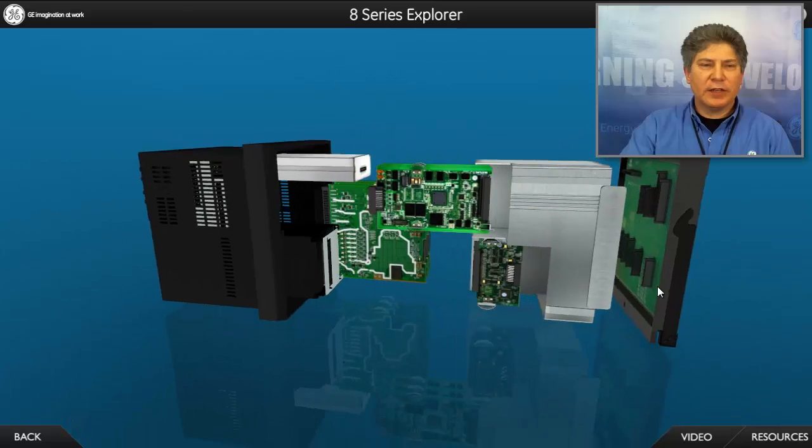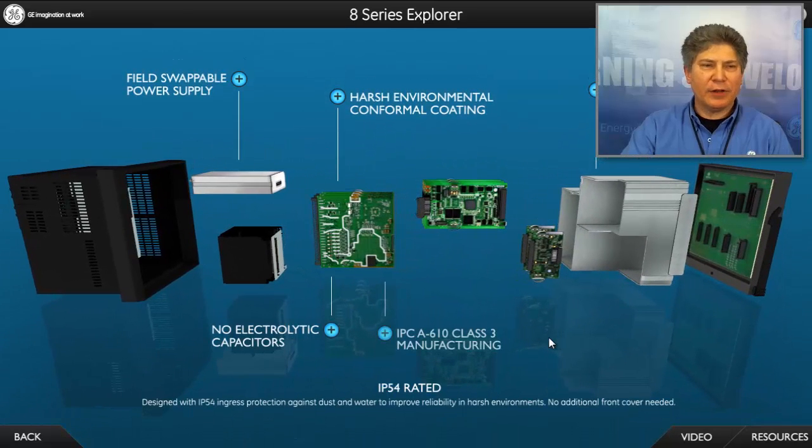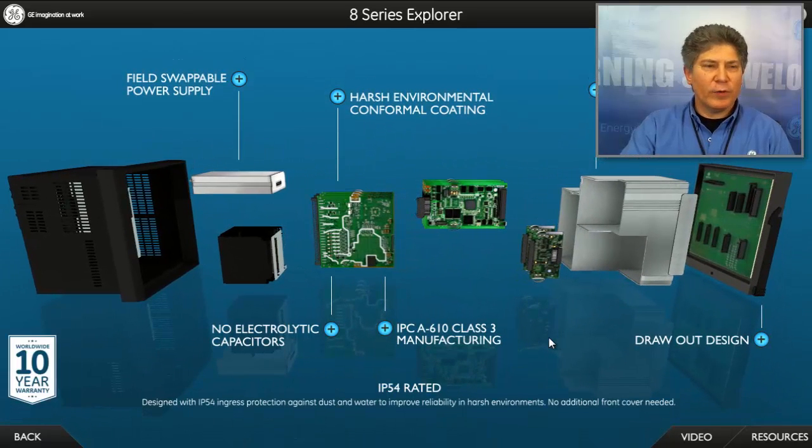Let's take a look at the rugged design. So here's the breakdown of our relay. We have a field swappable power supply. It's easily removed just by turning a thumb screw on the end here. Sorry, it's on this end here. That allows us to easily remove this. We now have standard harsh environment conformal coating. It's no longer an option, it's all standard.